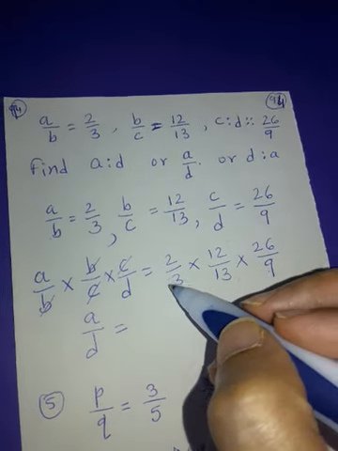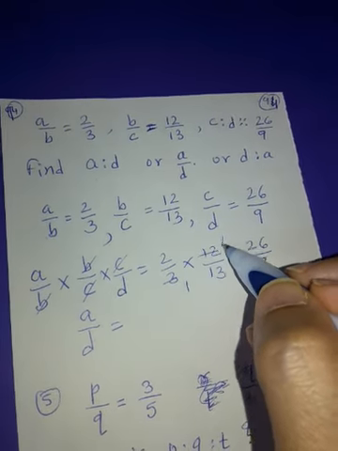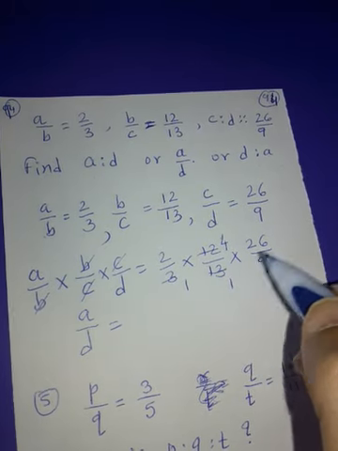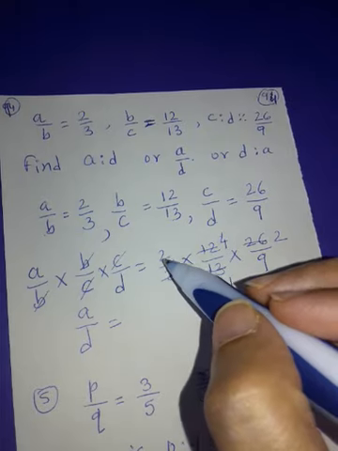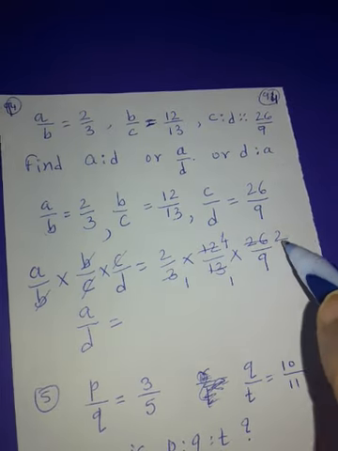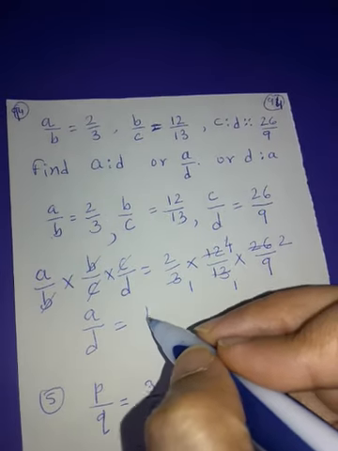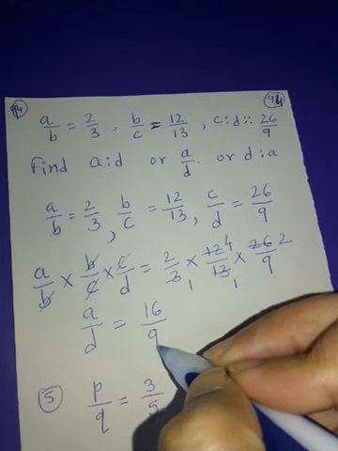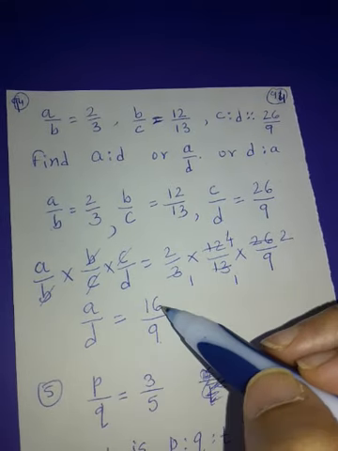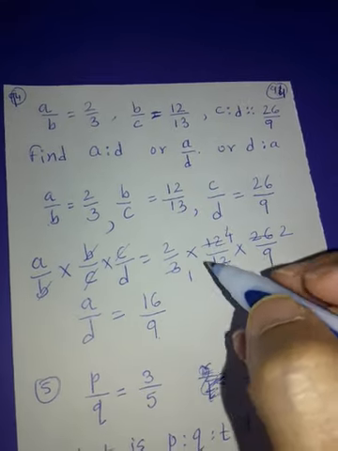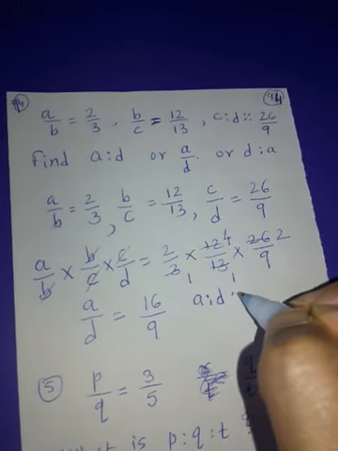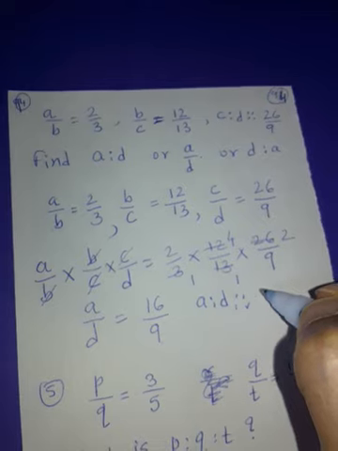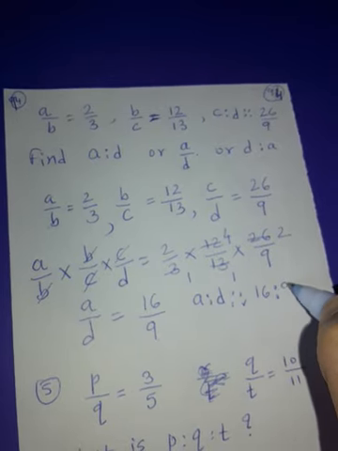On the right hand side, 3 ones are 3, fours are 12, 13 ones are 13, twos are 26, can't be reduced further. 2 fours are 8, 8 twos are 16, and this is 9, so this is 16 upon 9. So A upon D is 16 upon 9. If the question is in this form, A is to D, then it will be 16 is to 9.